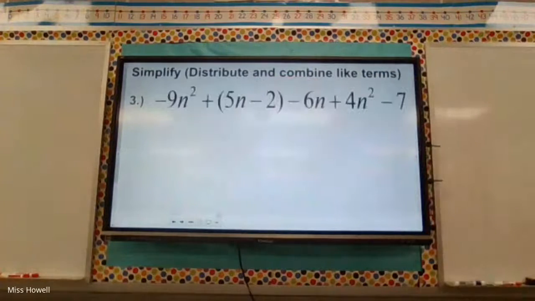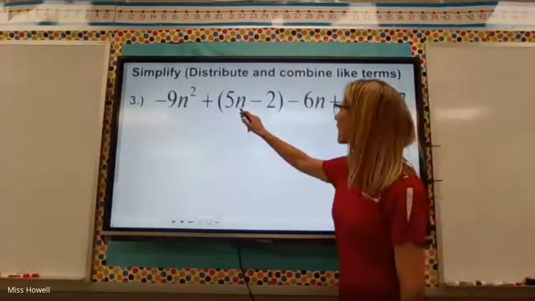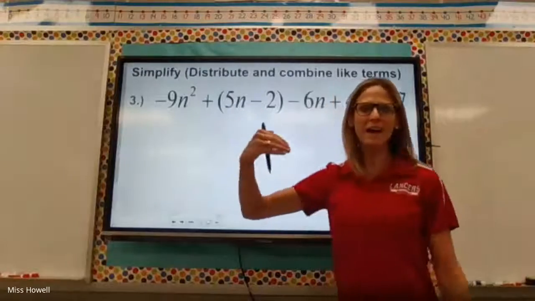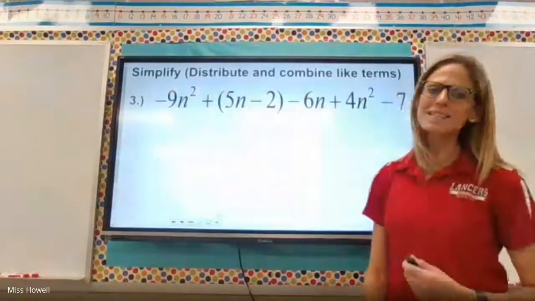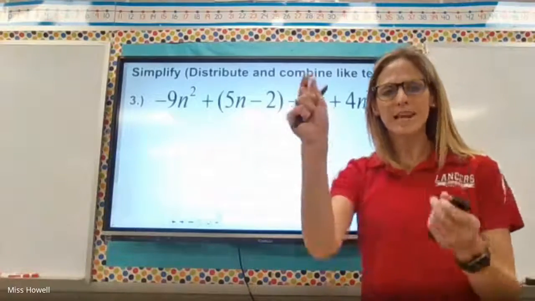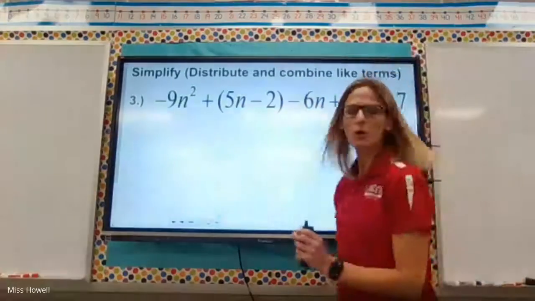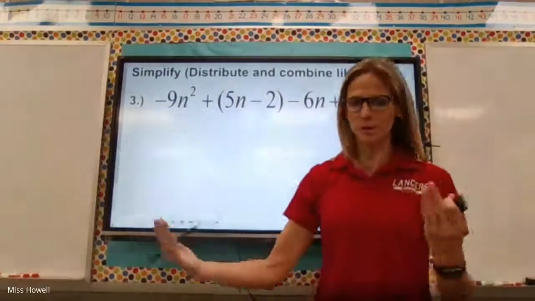All right, number 3, we want to write our variable expression negative 9n squared plus the quantity 5n minus 2, minus 6n plus 4n squared minus 7 in its most basic reduced simplified version. Again, we see grouping symbols here. Inside of here, we can't do 5n minus 2. They're not like terms. Do not try to put those together. Do not say that they're 3n because they are not. They are not like terms, so we can't take the 2 and add or subtract them. So the only way to get rid of our grouping symbols here would be to expand using our distributive property.